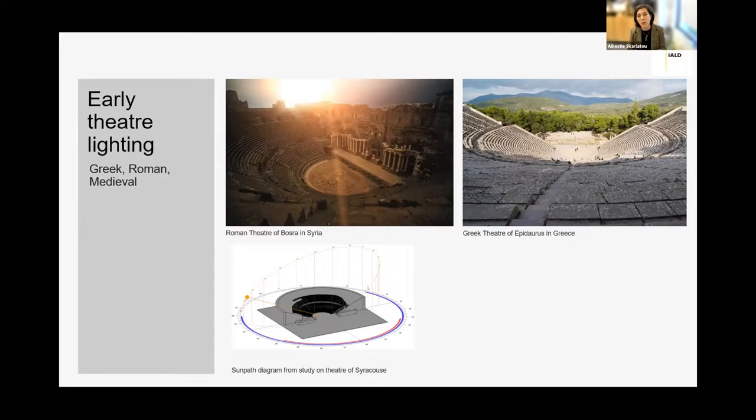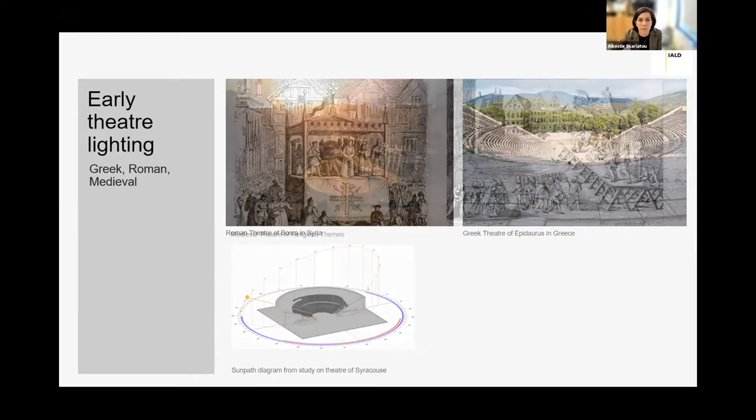And this beautiful picture here from the theater of Epidaurus, or Epidavros, as we say in Greece, shows how the shadow in an afternoon is cast on the auditorium while the stage is brightly illuminated. And there are a lot of studies that did modeling to prove that, apart from the excellent acoustics, to show the sun path. This one is from a study on the theater of Syracuse that shows how that was done, basically with the sun solstice on the 21st of June. So that was it, quite limited at the time.